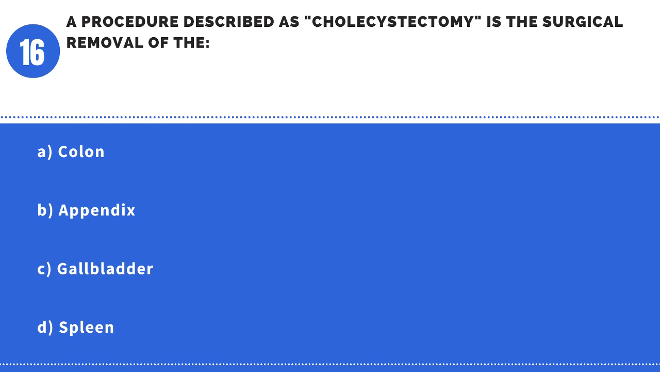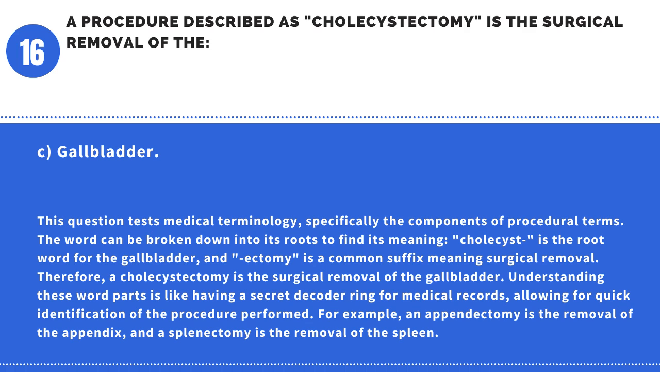Question 16. A procedure described as cholecystectomy is the surgical removal of the A. Colon, B. Appendix, C. Gallbladder, D. Spleen. Answer: C. Gallbladder. This question tests medical terminology, specifically the components of procedural terms.